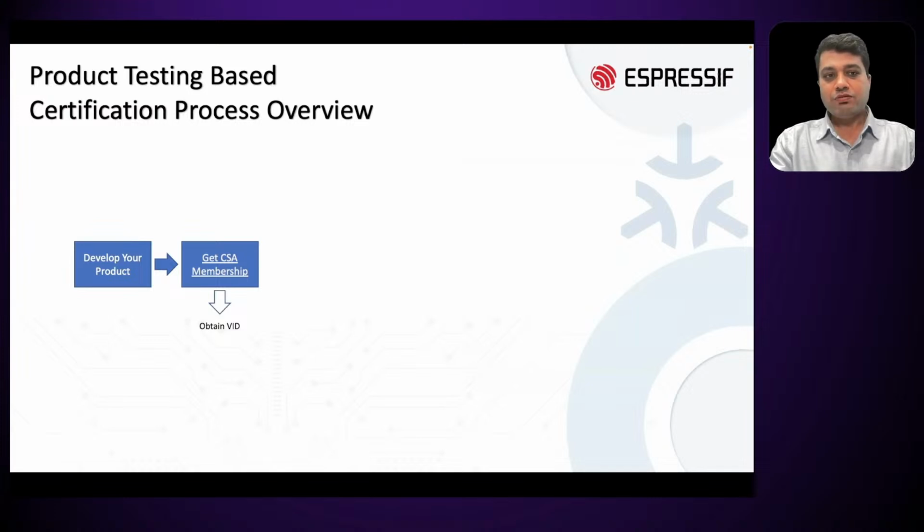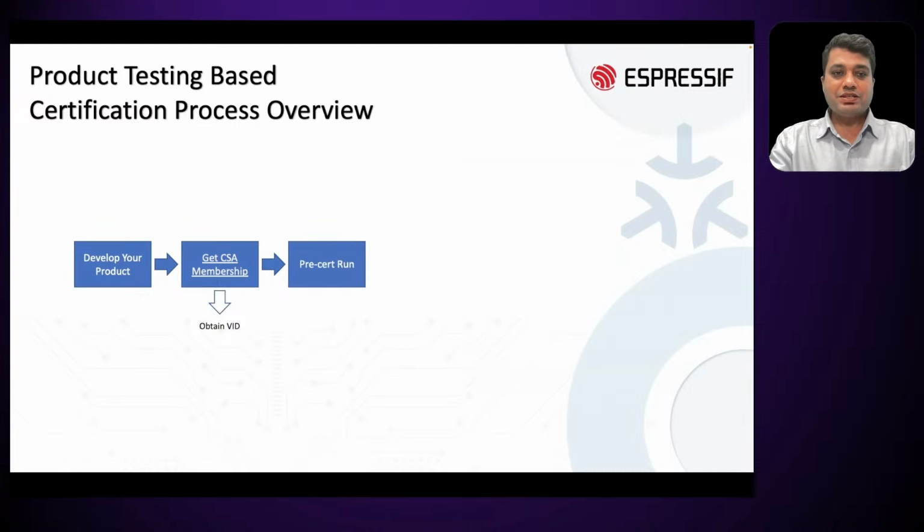In the case of Matter devices, there are 16-bit VID and PIDs which uniquely recognize each product, and each vendor is also recognized using its own 16-bit unique VID. So you get this vendor ID from the CSA.